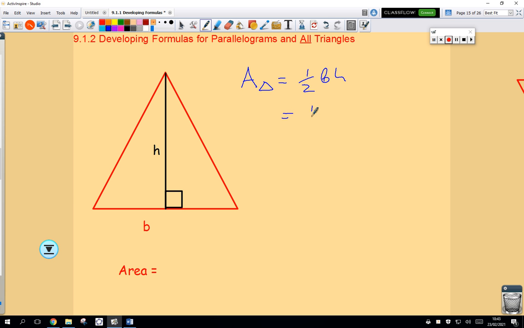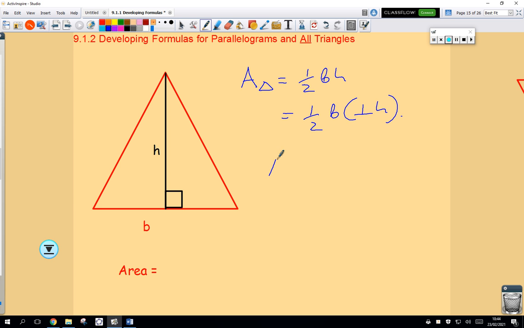The key detail is to remember that when we're talking about the height, we're talking about the perpendicular height, or the altitude of the triangle. That's also often called the altitude of the triangle, the perpendicular height. And actually any side can be used as the base. You just have to measure the perpendicular height from that side. So half the base times the perpendicular height.